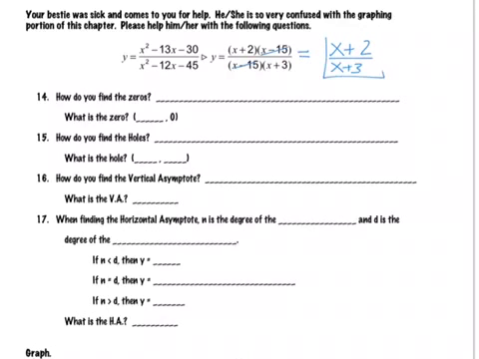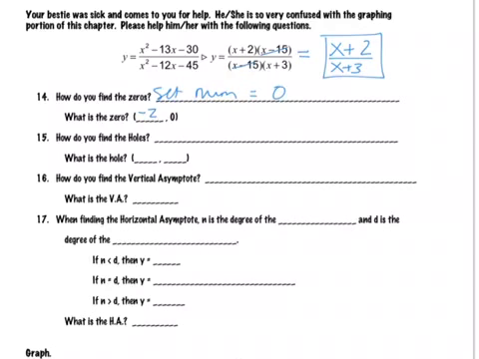Okay, how do you find your zeros? You're going to set the numerator equal to 0. And to do that, I look at my numerator right here, and I'm like, x plus 2 equals 0, so x cannot equal negative 2. So I put negative 2 there.